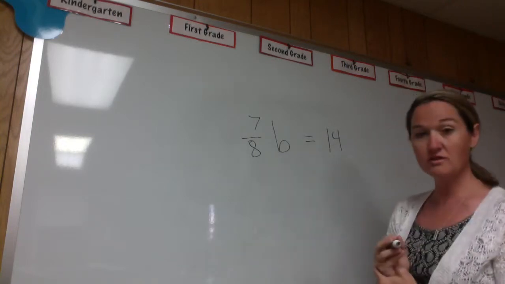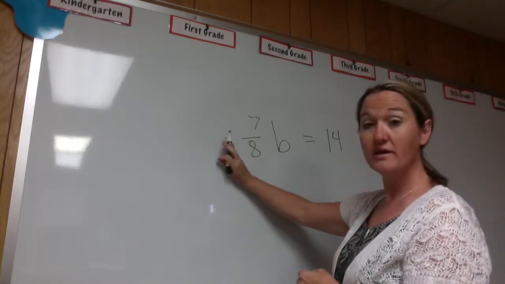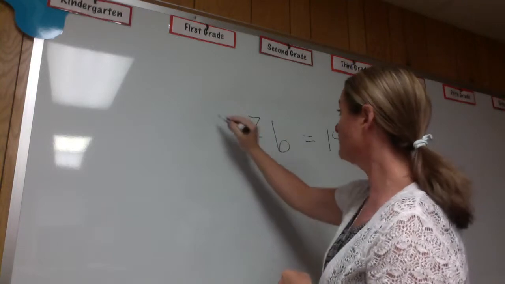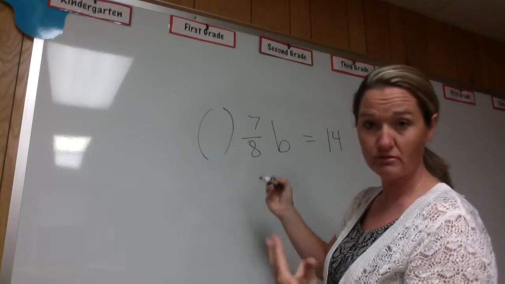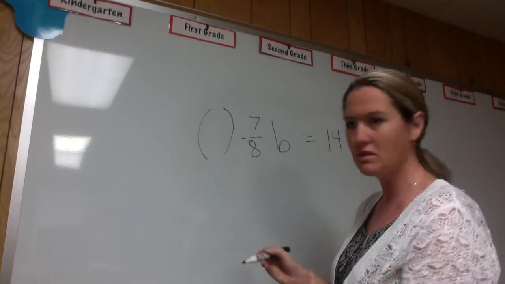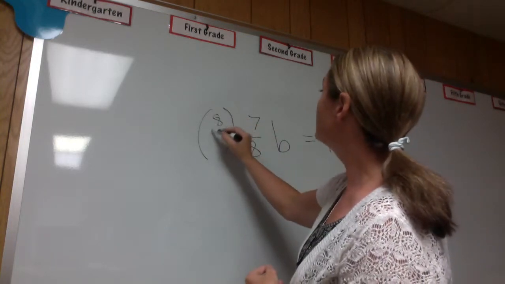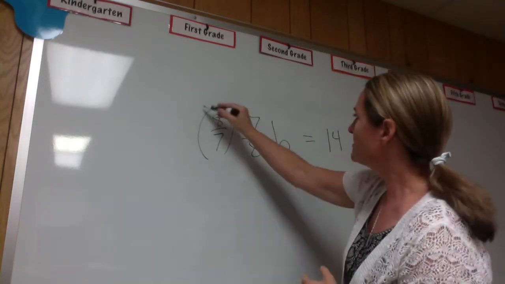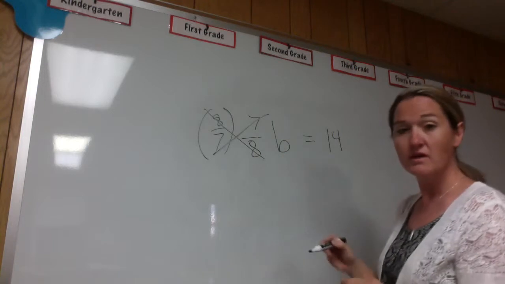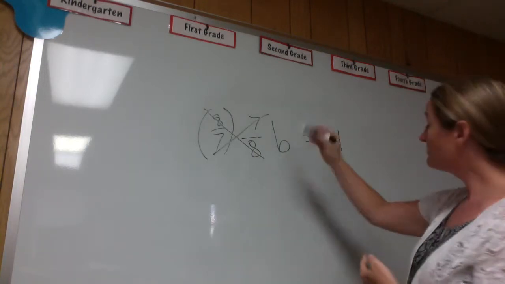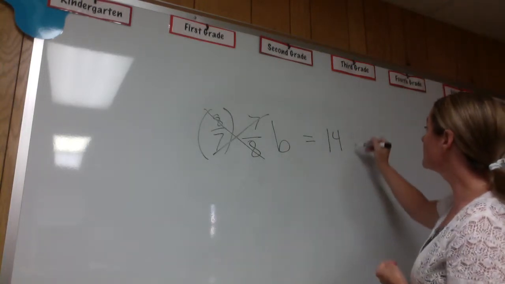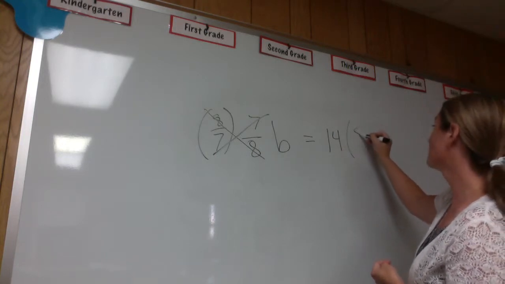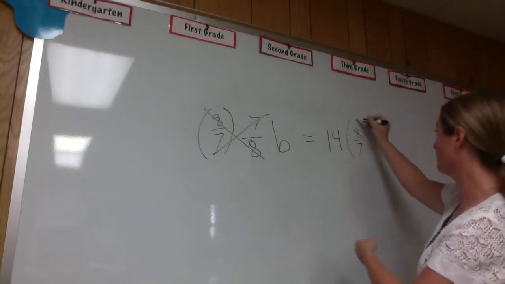So 7/8 times b is equal to 14. In order to solve this, I multiply by the inverse. The inverse of 7/8, or reciprocal, is 8 over 7. Remember, inverse and reciprocal really are the same thing. They're just going to cancel each other out, so all I have left over here is b. Now over here, I'm going to multiply by 8 over 7 because that's what I did over there.